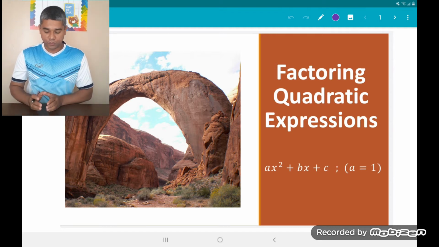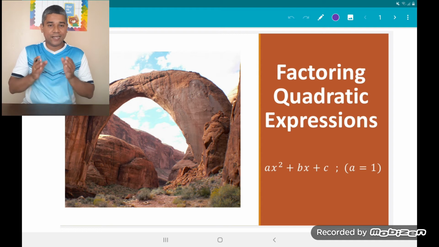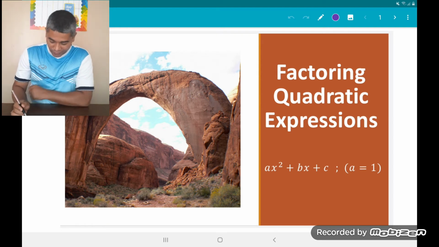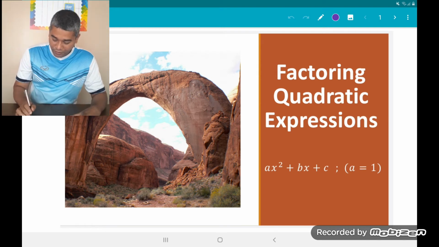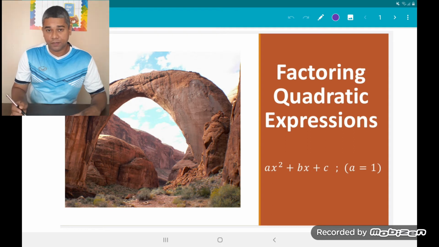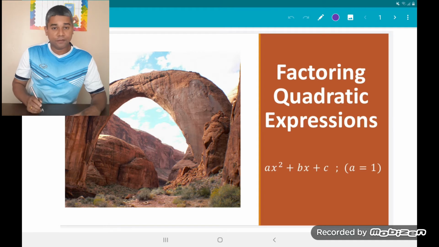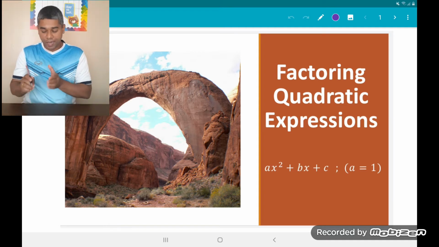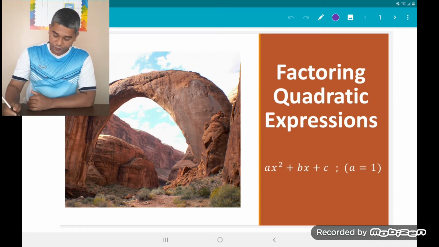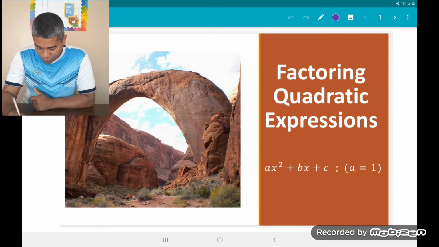Today we are going to learn how to factorize quadratic expressions with the coefficient of x squared equal to 1. We know that the general form of a quadratic equation is ax² + bx + c. In today's lesson, we are discussing questions with a equal to 1. Okay, let us start doing some problems.